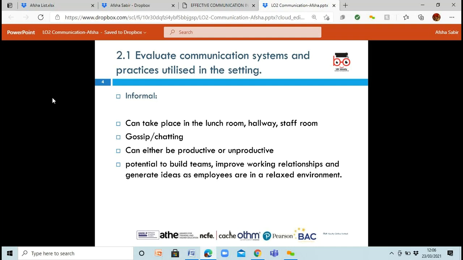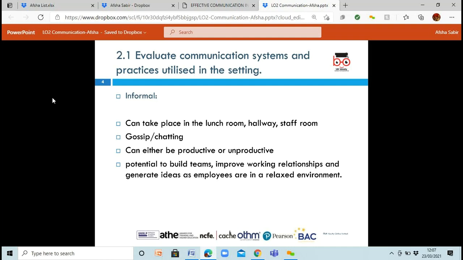Like I was saying, it can be productive or unproductive. It has the potential to build teams. So you're building relationships with each other as you're talking to each other. And this is not just with other people that you might be in a work relationship with, but it can also be with the patients that you're looking after as well, or anybody that you're conversing with. So it helps you to build a relationship with them, in developing a friendship. It'll help you to get new ideas.